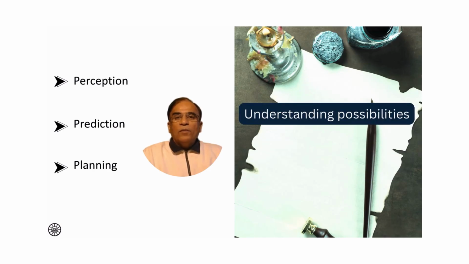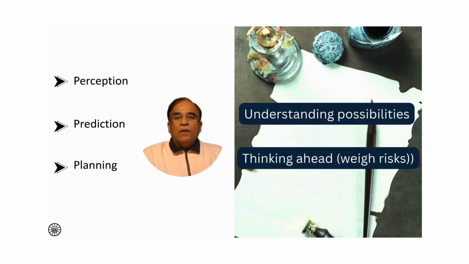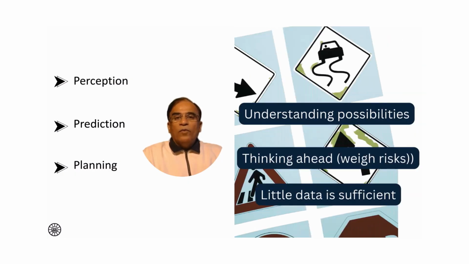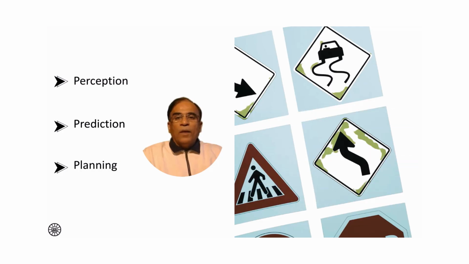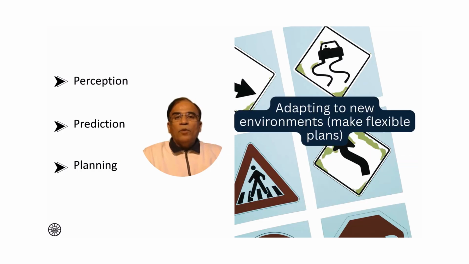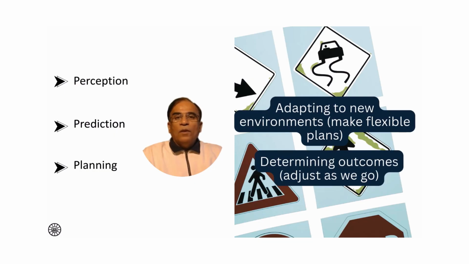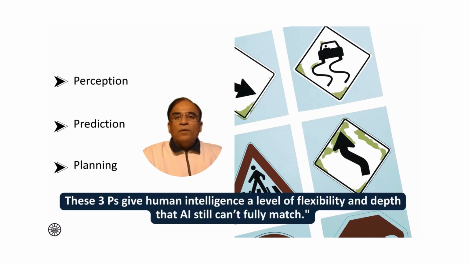We understand possibilities and can naturally think ahead, weigh risks, often with very little data. And third, the ability to plan. We can adapt to new environments, make flexible plans, adjust as we go, and most importantly, we are capable of self learning. These three P's, perception, prediction, and planning, give human intelligence a level of flexibility and depth that AI still can't fully match.